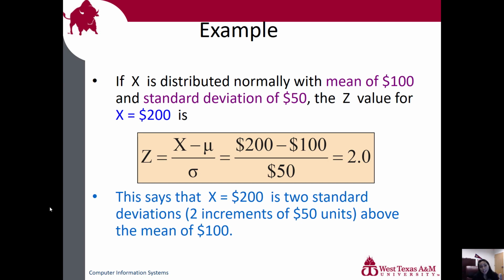Here's an example. If x is distributed normally with a mean of $100 and a standard deviation of $50, the z value for a value of 200 is, so we would use that formula, z is equal to x minus mu over sigma. So 200, that's our x here, minus the mean, which was 100, divided by 50 is equal to 2. So what this means is that our $200 is 2 standard deviations above the mean of $100.